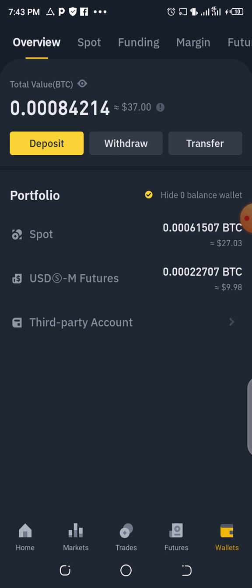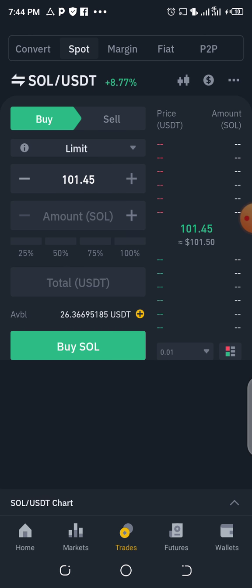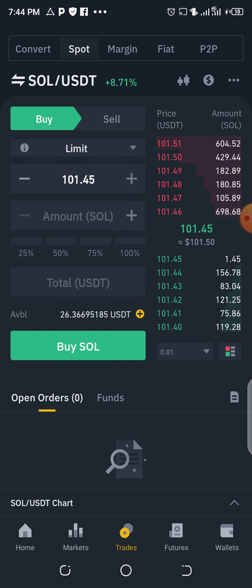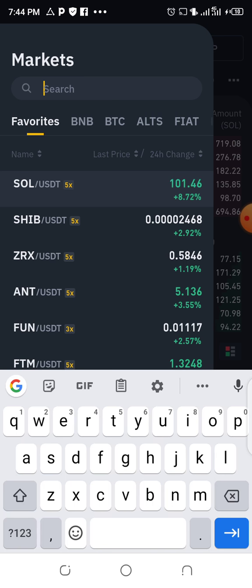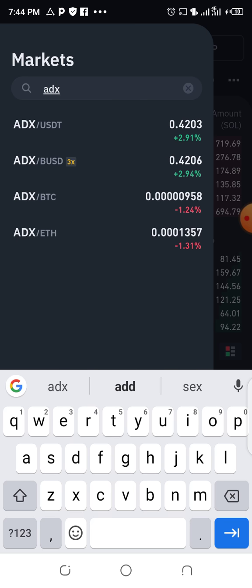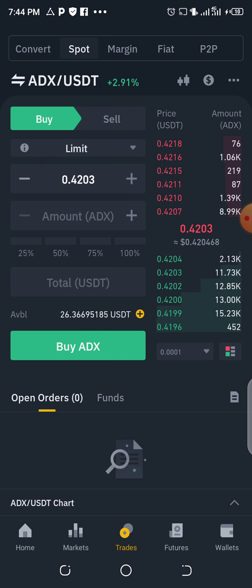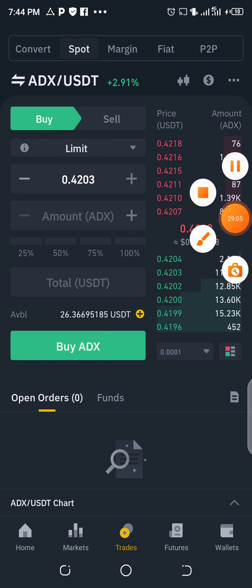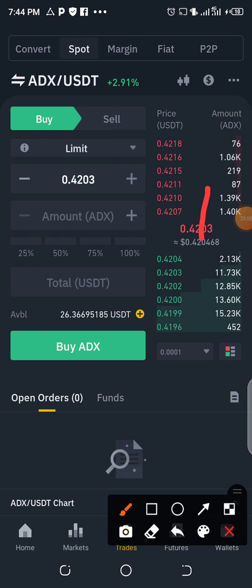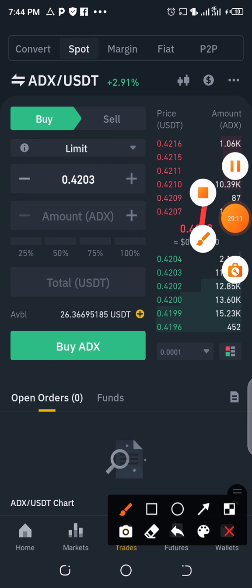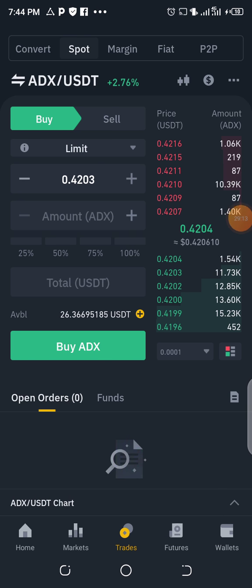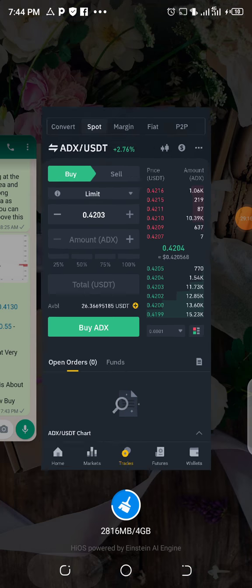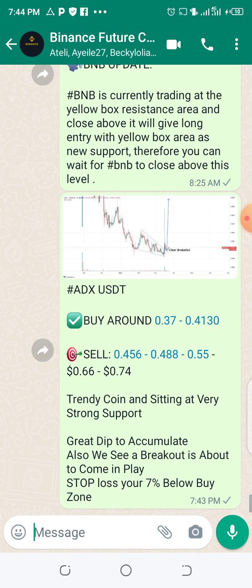Look at the bottom of your page, you will see trade, click on it. Now tap on SOL/USDT and at the search bar type ADS. So you see ADS/USDT. Right now the current market price of ADS/USDT is what you're seeing here, 0.4203. Let's look at where they say we should enter the trade. They say buy around 0.37 to 0.4130. This is where they say we should buy.